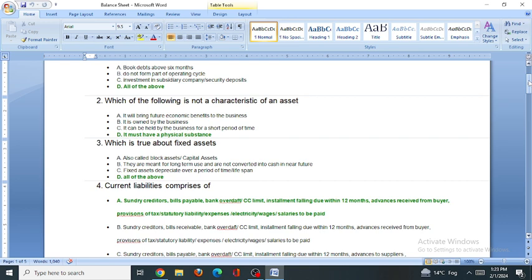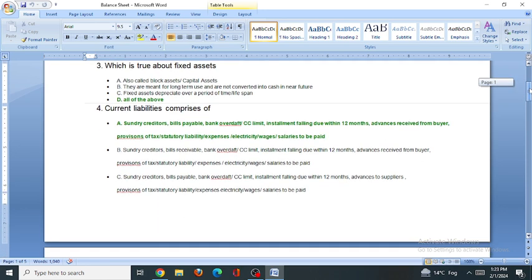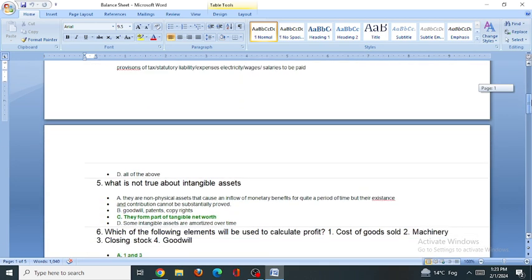Which is true about fixed assets? They are block assets, they are capital, they cannot be converted into cash in the near future easily because they are long term and they are fixed and they depreciate. So all of the above are true. Current liabilities comprise sundry creditors and bills payable, so it is in this format that they are.